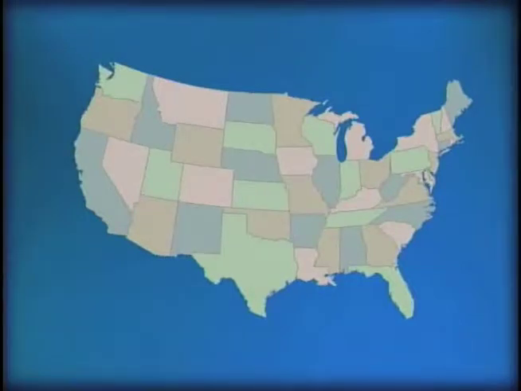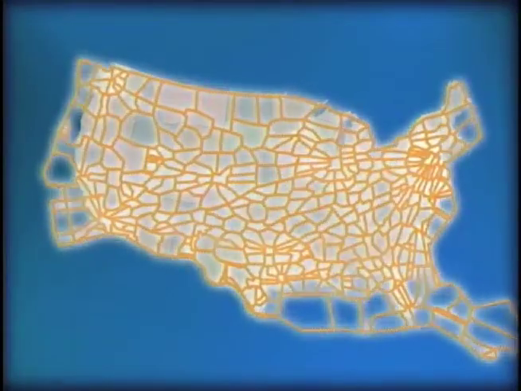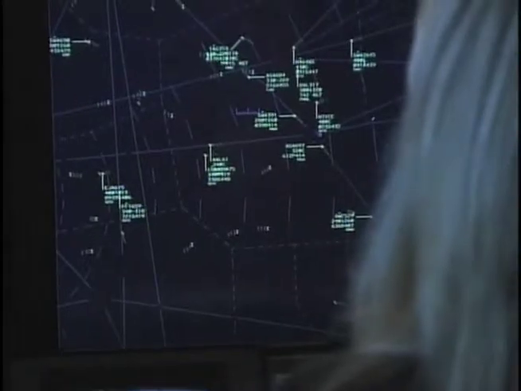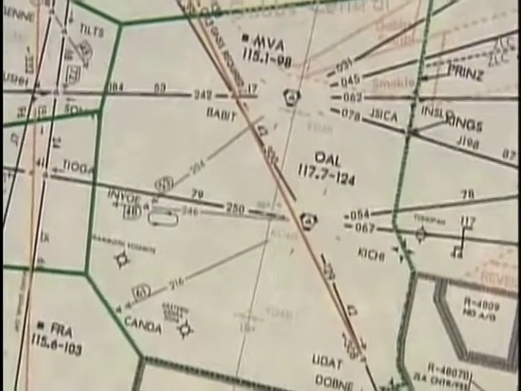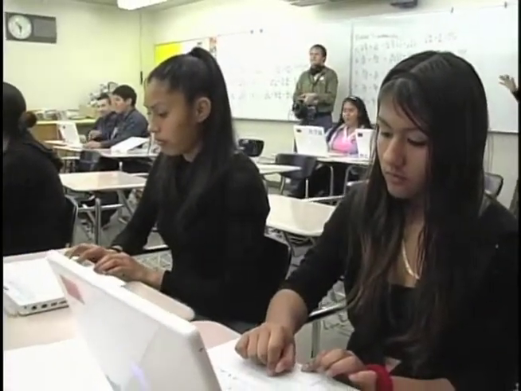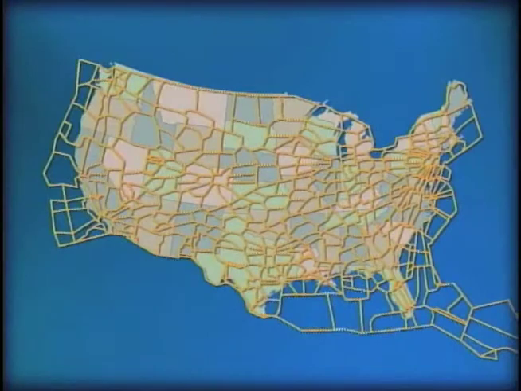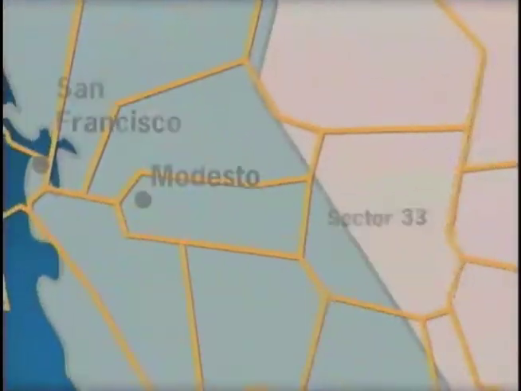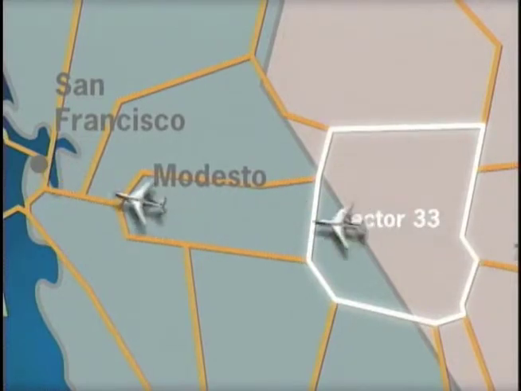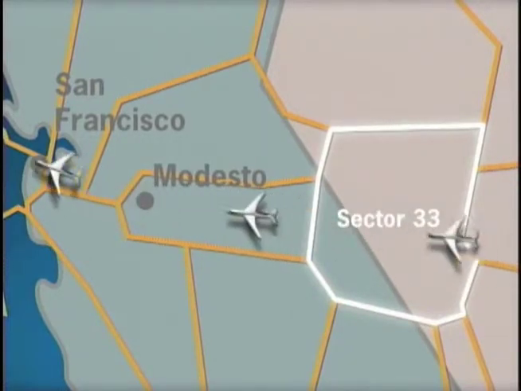The U.S. mainland is divided into 48 states. The airspace above the U.S. is divided into sectors. Each sector has 2 air traffic controllers who are responsible for the safe and efficient flight of all planes in that sector. Now let's look at Air Traffic Control Sector 33 in Nevada and Northern California. In Sector 33, planes fly through Modesto on their way to San Francisco.